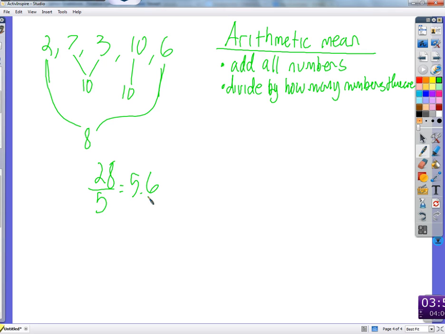So let's see if we can do this on our own. Let's find the arithmetic mean in number 25. Number 25, just find the arithmetic mean, or what you might be calling the average. So it's 2.6, number 25, page 106.